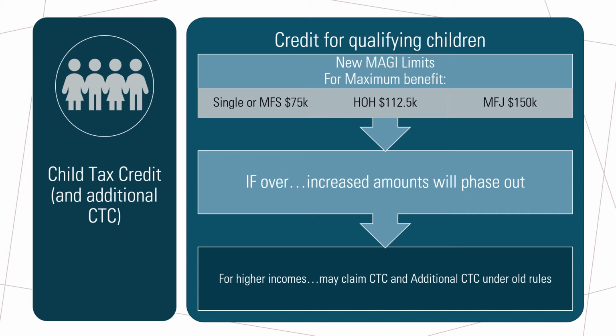If they have over that amount, then those increased amounts, as I said, will be phased out until they get to the point where they would only be claiming the original $2,000 amount of the child tax credit, and they would be under the original rules where it wouldn't be fully refundable, it would just be partially refundable with that additional child tax credit. And those, again, have their own phase out. It's quite high, so I don't think we're likely to see that for any of the returns that we'll be preparing. But it's possible that we could see the phase out of the increased amount.